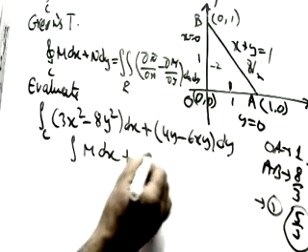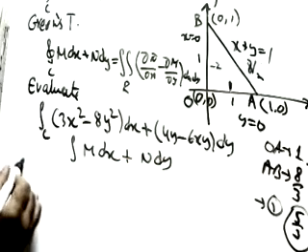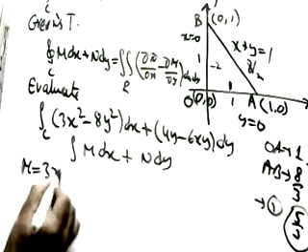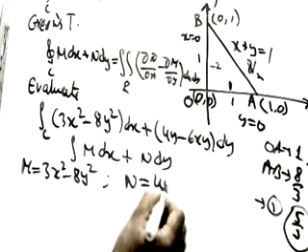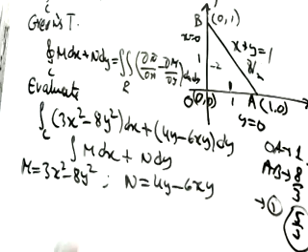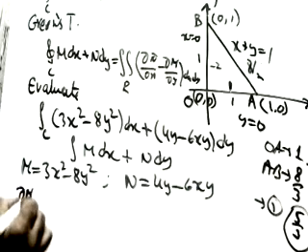We have to compare like this: integration of M dx plus N dy. So what is M here? M is 3x square minus 8y square. N is 4y minus 6xy.